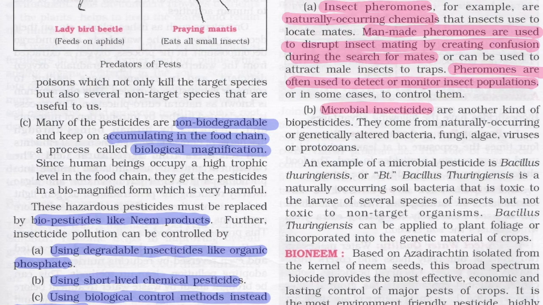Microbial insecticides are another type of biopesticide, and they are naturally occurring or genetically altered bacteria, fungi, algae, viruses or protozoans. An example of a microbial pesticide is Bacillus thuringiensis. It is a naturally occurring soil bacteria and it is toxic to larvae of several species of insects, but it is not toxic to non-target organisms. Bacillus thuringiensis can be applied to plant foliage or incorporated into the genetic material of crops.